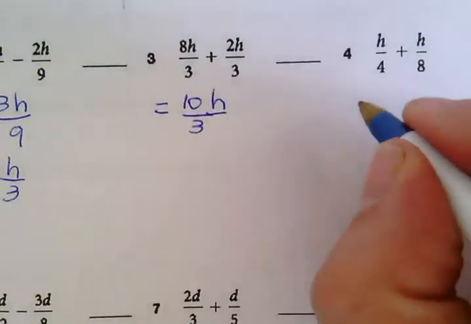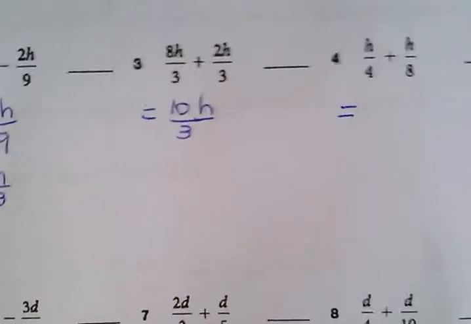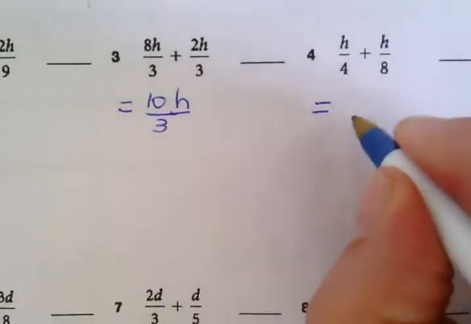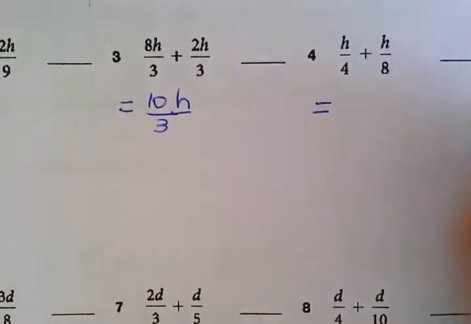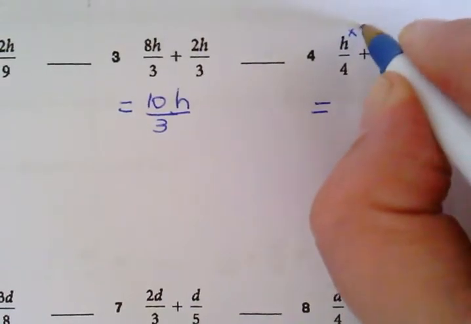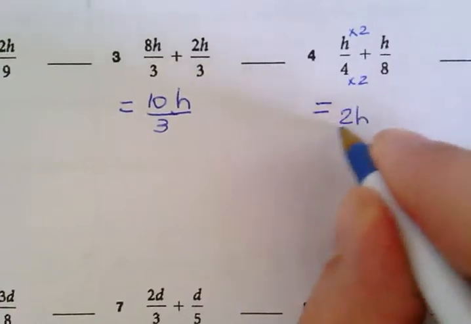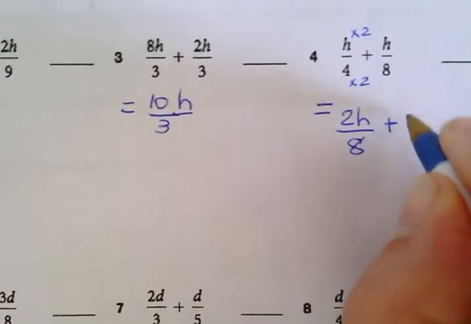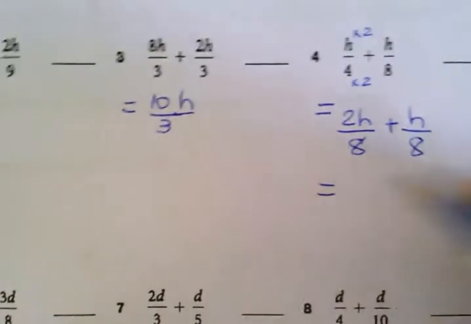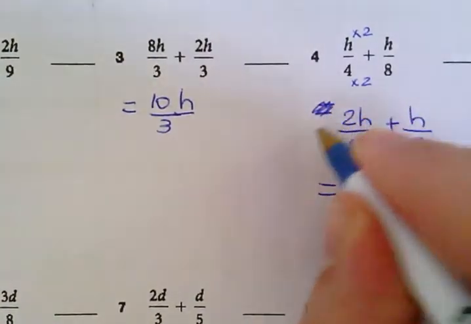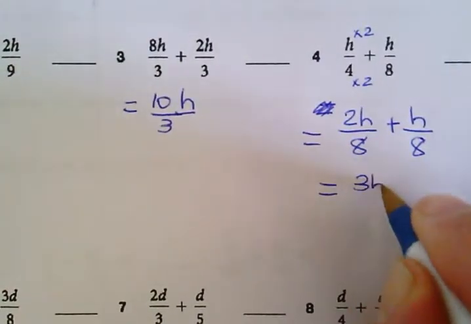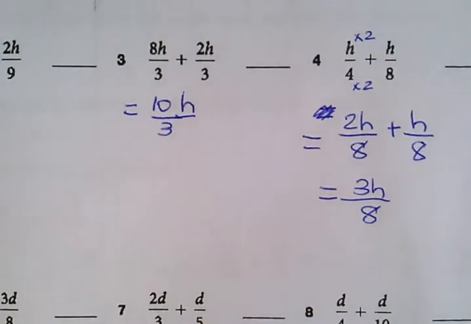And the last one, what denominator are you going to make both those fractions? 8. So what do we need to do to the first fraction? Multiply by 2 over 2. So what do we end up with? 2h over 8 plus h over 8. Are we okay with that? Which is 3h over 8.